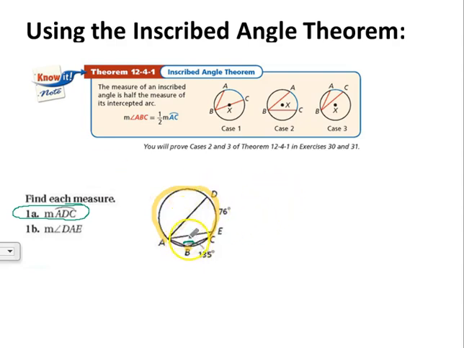All right, so the measurement of this angle B is 135. The measurement of arc ADC is going to be 2 times that angle measurement. So 2 times 135 is 270 degrees. I'm not going to do the next one. Let's go on.